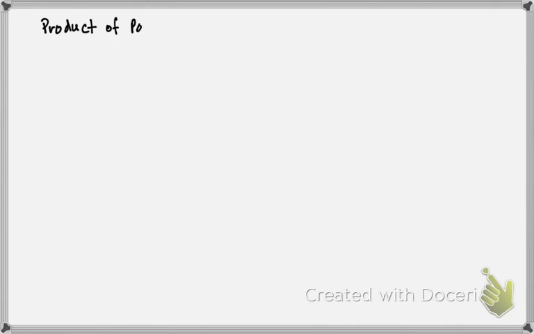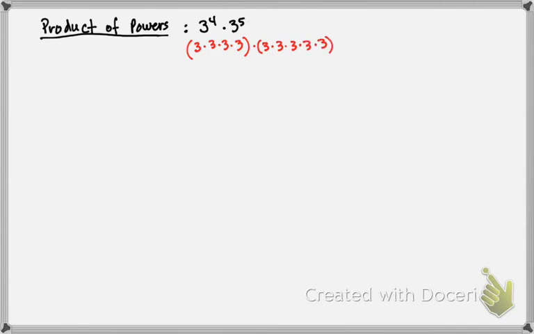So product of powers. So you're going to get something that looks like this. 3 to the 4th power times 3 to the 5th power. Okay? So what I'm going to do is write this out, and this would be the same thing as saying 3 times 3 times 3 times 3, that's 3 to the 4th. And then we're going to multiply that by 3 times 3 times 3 times 3 times 3, which would be 3 to the 5th. And if you added those all up, you would have 4, 5, 6, 7, 8, 9 threes being multiplied.